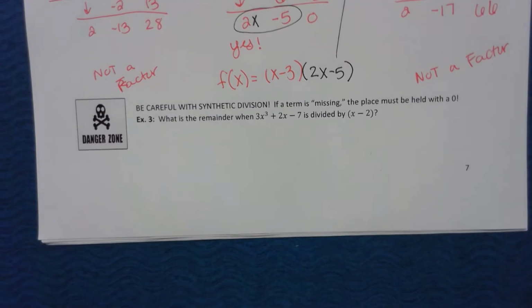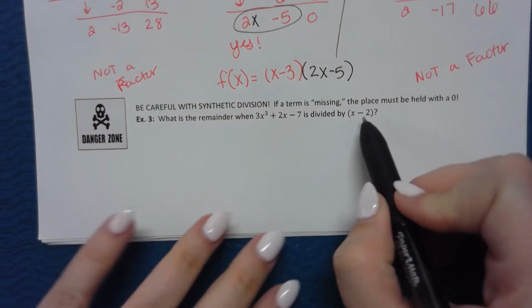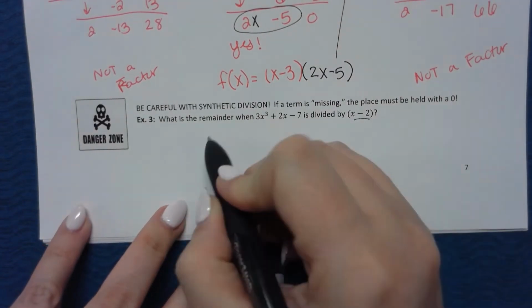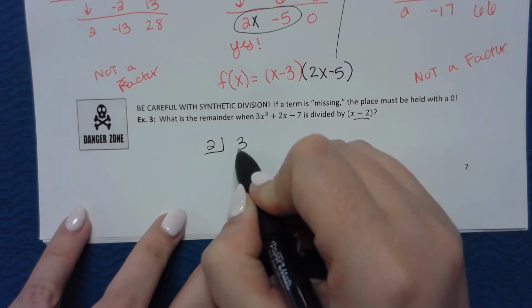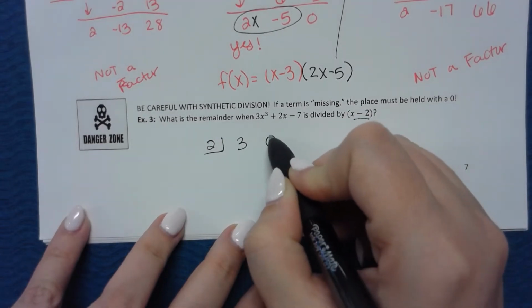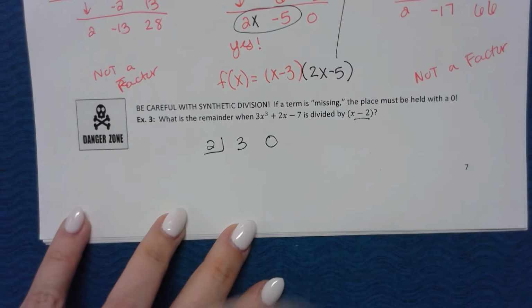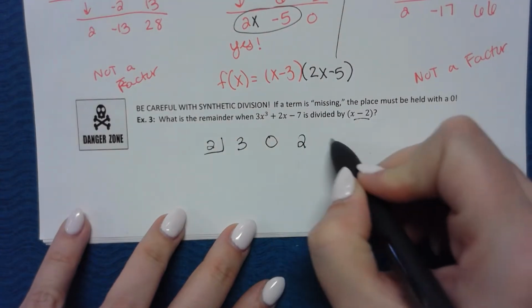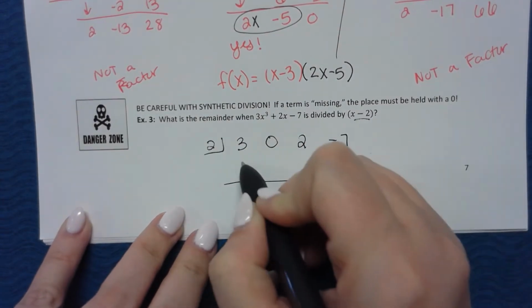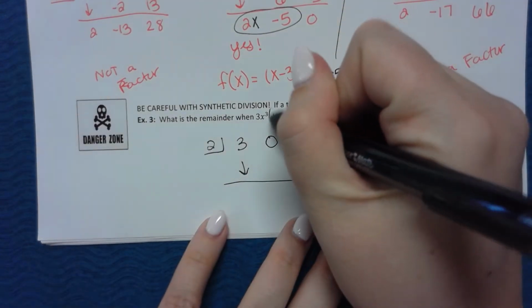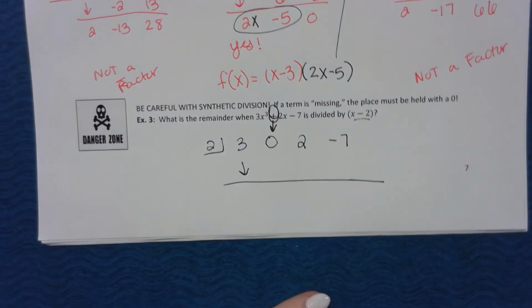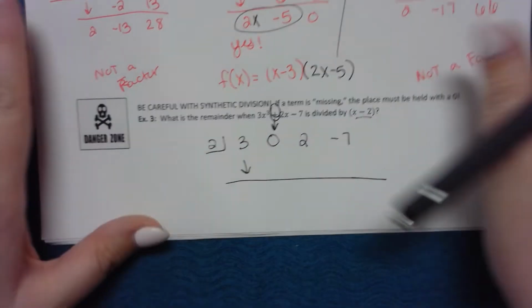Remember from Algebra 2 last year that if we have any missing terms, it must have a placeholder of 0. So for example, our 0 here of x minus 2 would be positive 2. Now we have 3x squared, or x cubed, but we don't have an x squared, so we have to have a 0, then 2x, and then negative 7. So just don't forget that when we are missing a term, we have to have a 0 in place of it.